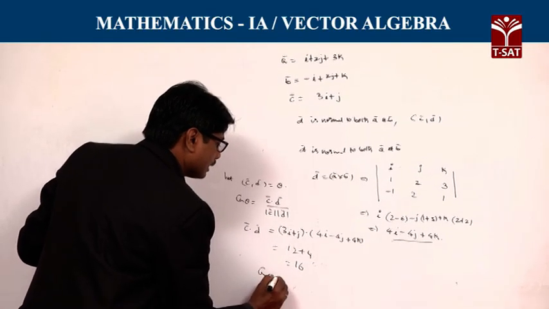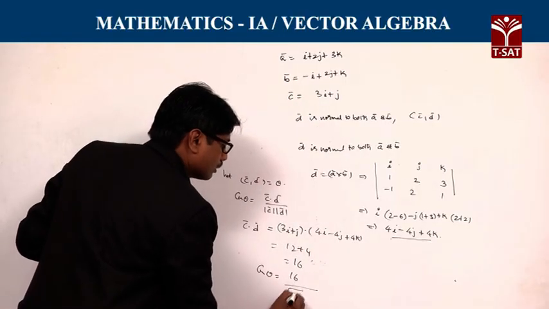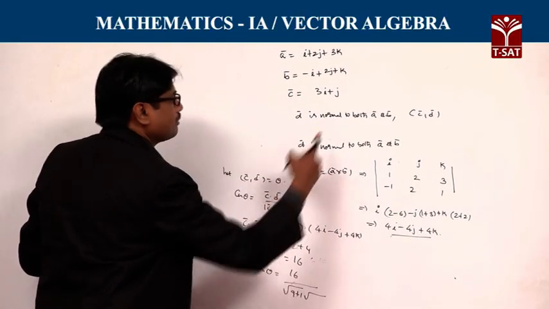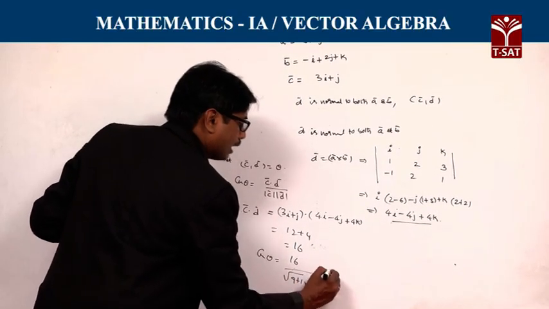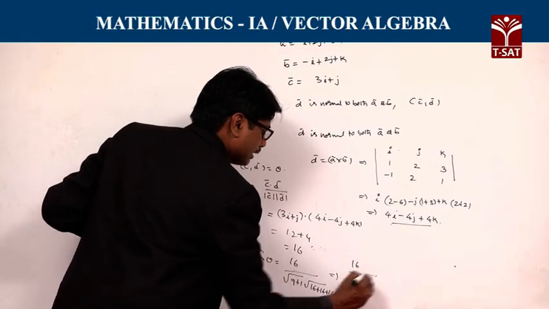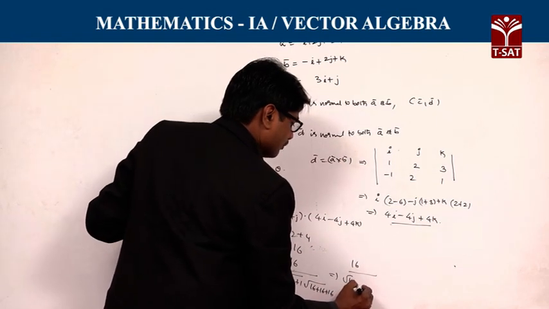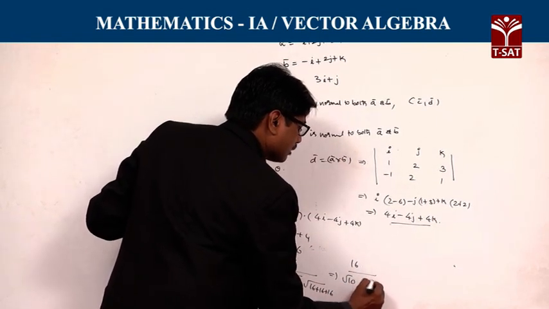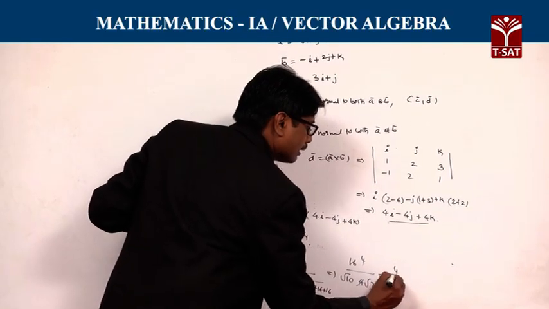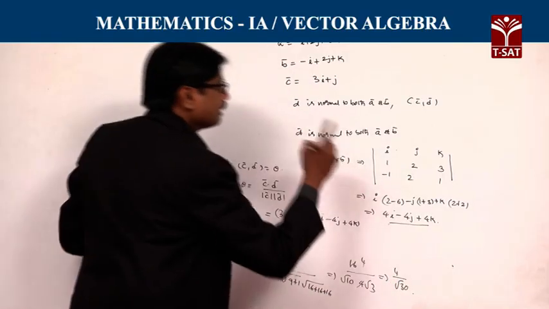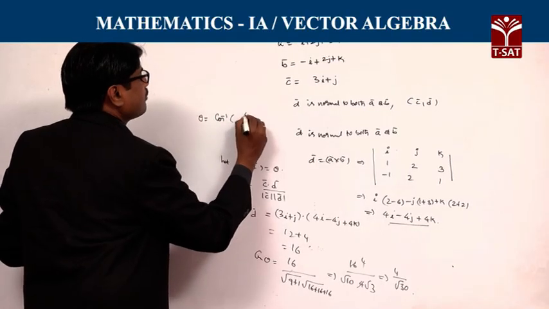So cos theta is equal to 16 divided by mod of c bar into mod of d bar. Mod of c bar will be root over 9 plus 1, and mod of d bar will be root over 16 plus 16 plus 16, so 16 divided by root 10 times 4 root 3. So 4 ones are 4, the 4s cancel, which is 4 divided by root 30. Therefore the angle between c bar and d bar is theta equal to cos inverse of 4 divided by root 30.